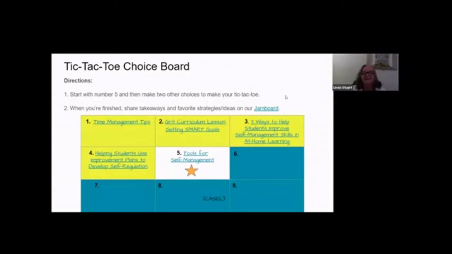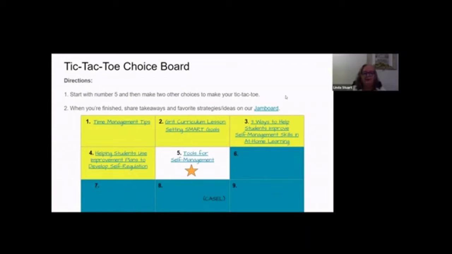We are going to have you look at a tic-tac-toe choice board. If you do personalized learning, this is a great tool to give students choice. Keep that in mind. Each of the boxes contains information dealing with self-management. We'd like for you to start with box 5, the one in the middle with the star, and then choose 2 other boxes to make your tic-tac-toe. The yellow boxes deal with goal setting and organization, and the blue boxes deal with regulating emotions and cognitive behavior.